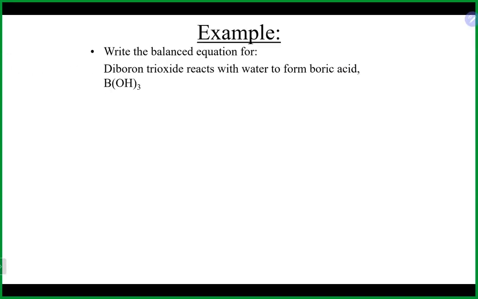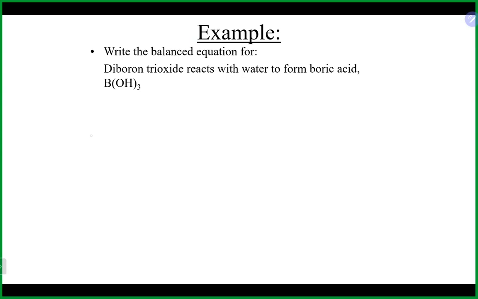Write the balanced equation for this reaction. A little words here. Diboron trioxide reacts with water. Okay, so let's take a look. I know the equation is given to you on your paper, but if it's not and you have just the words here, this is what we were talking about earlier. We want to make sure that we start with the proper formula.